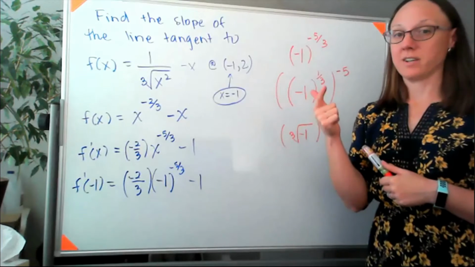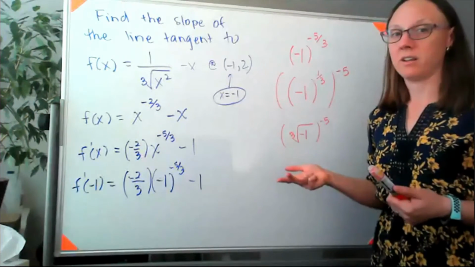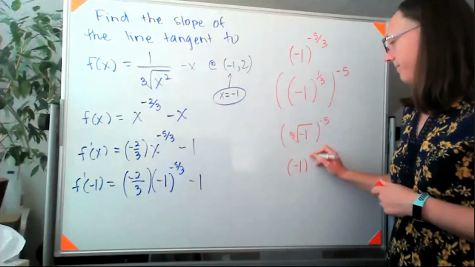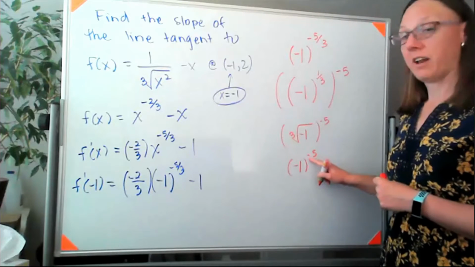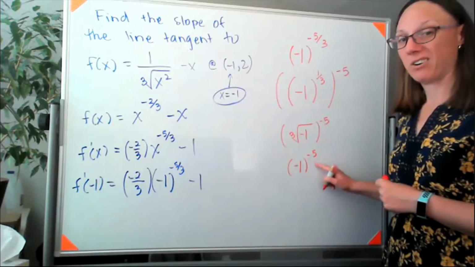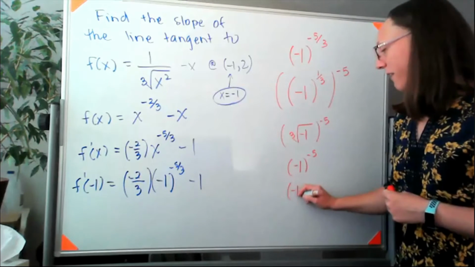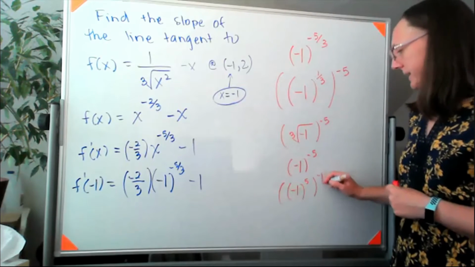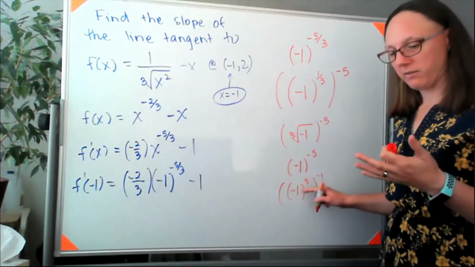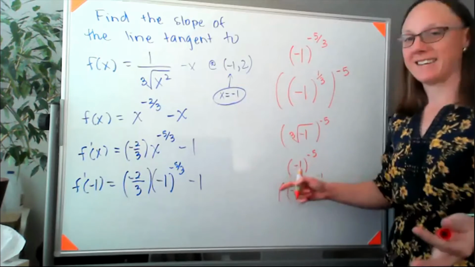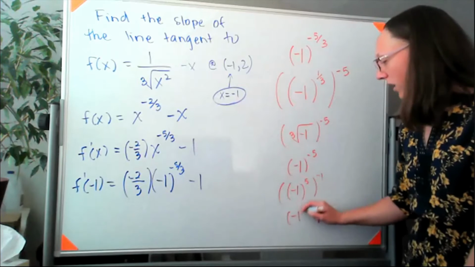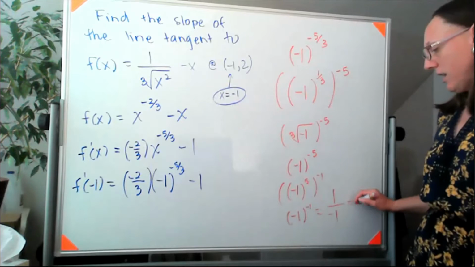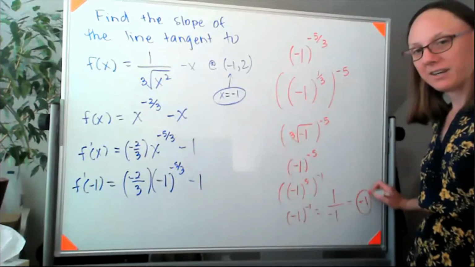Negative 1 times negative 1 times negative 1 is negative 1, which means the cube root of negative 1 is negative 1. Now I've got that negative and the 5th power. I'll deal with the 5th power first. So if I have negative 1 to the 5th power, negative 1 times negative 1 times negative 1 times negative 1 is negative 1. I now have negative 1 to the negative 1 power. Well, that's the same as 1 over negative 1, and 1 divided by negative 1 gets me negative 1.